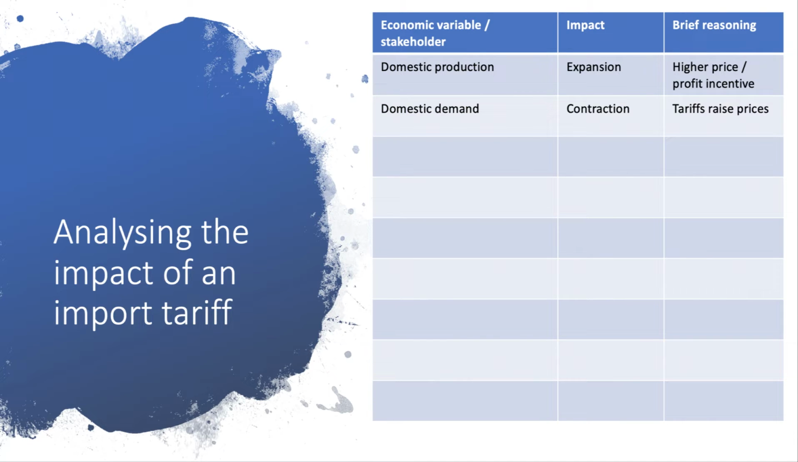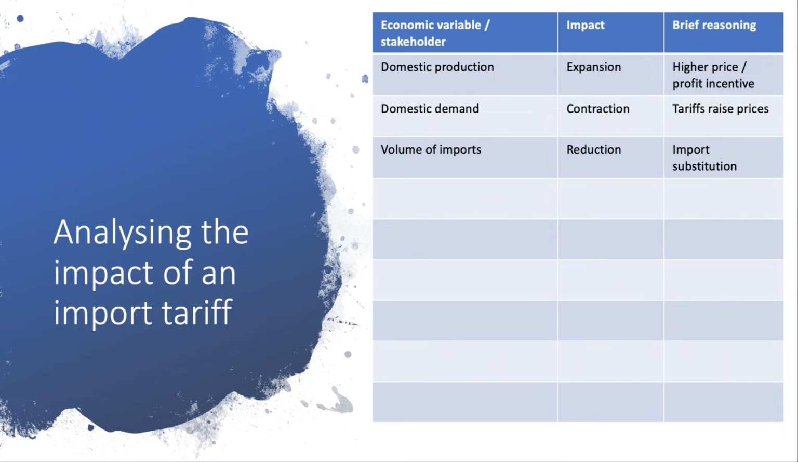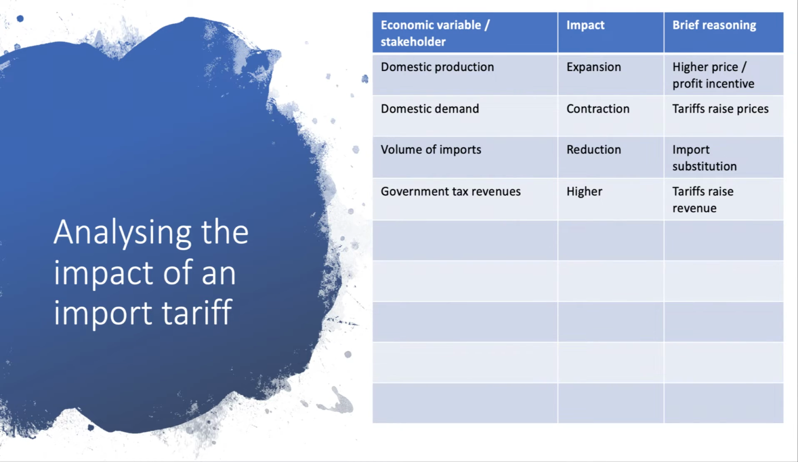Domestic demand will contract because relative to the free trade price, a tariff increases prices, effectively reduces real incomes of consumers, and therefore domestic demand will contract in the absence of an offsetting factor. So we're really looking at what's called ceteris paribus. What's the impact of a tariff, other factors held the same? The volume of imports should go down because domestic supply has expanded and domestic demand has contracted. There's a little bit of import substitution going on as people switch back towards domestic growers in this case.